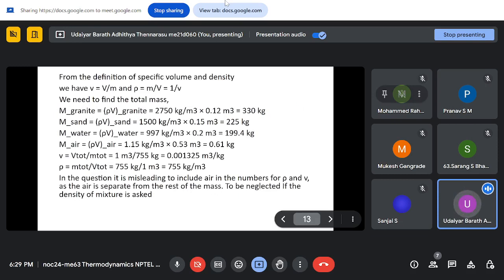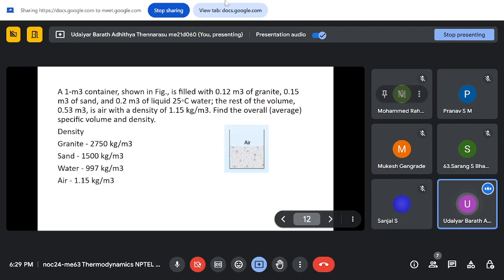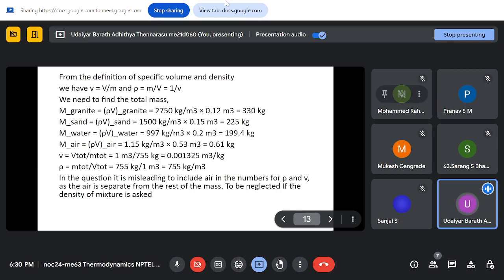So for that we need to find out the mass and the volume. We know the volume from the example previously. It's 1 meter cube, so we know the total volume, which is 1 meter cube. Now we know the individual volume of each of the components, and we know the individual densities. So using that we can find out the mass of each of the components.